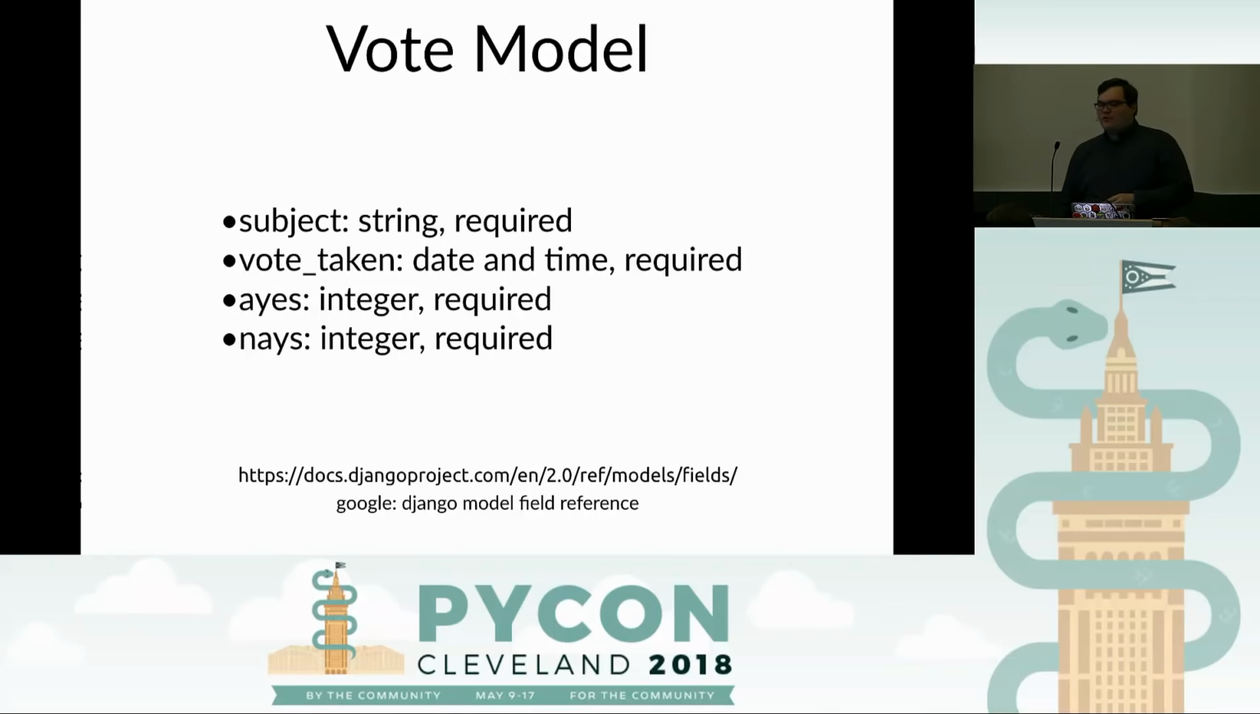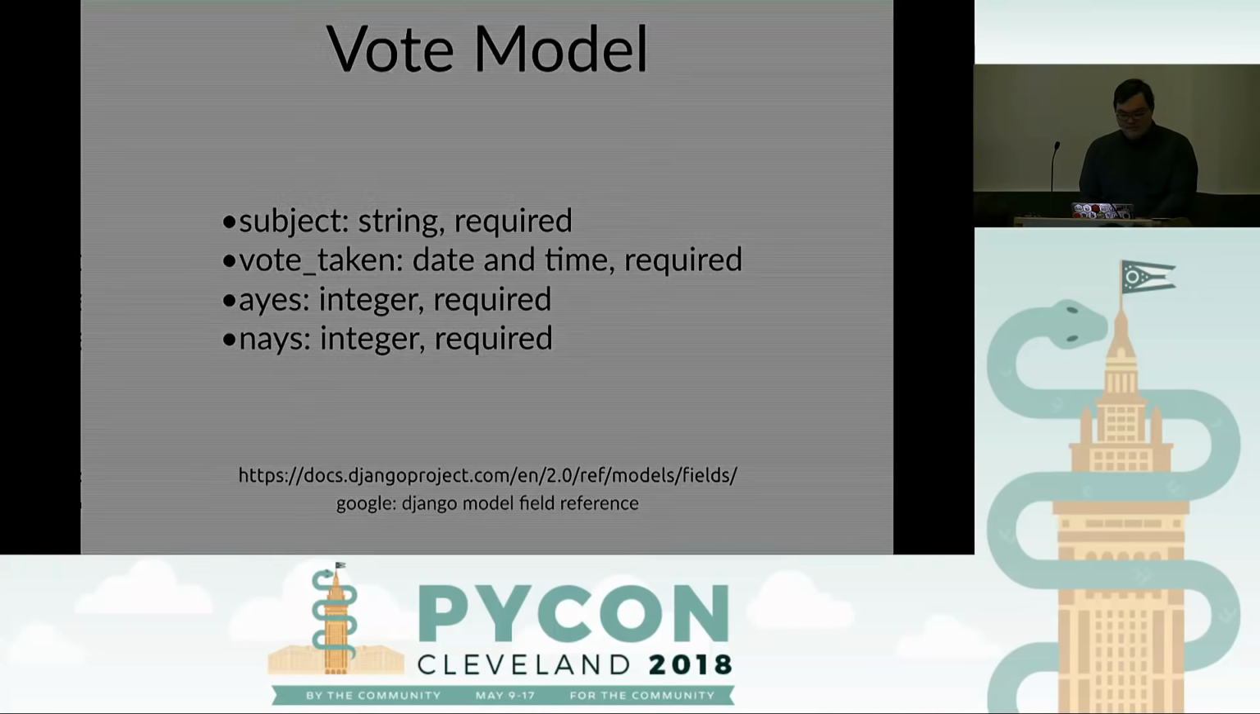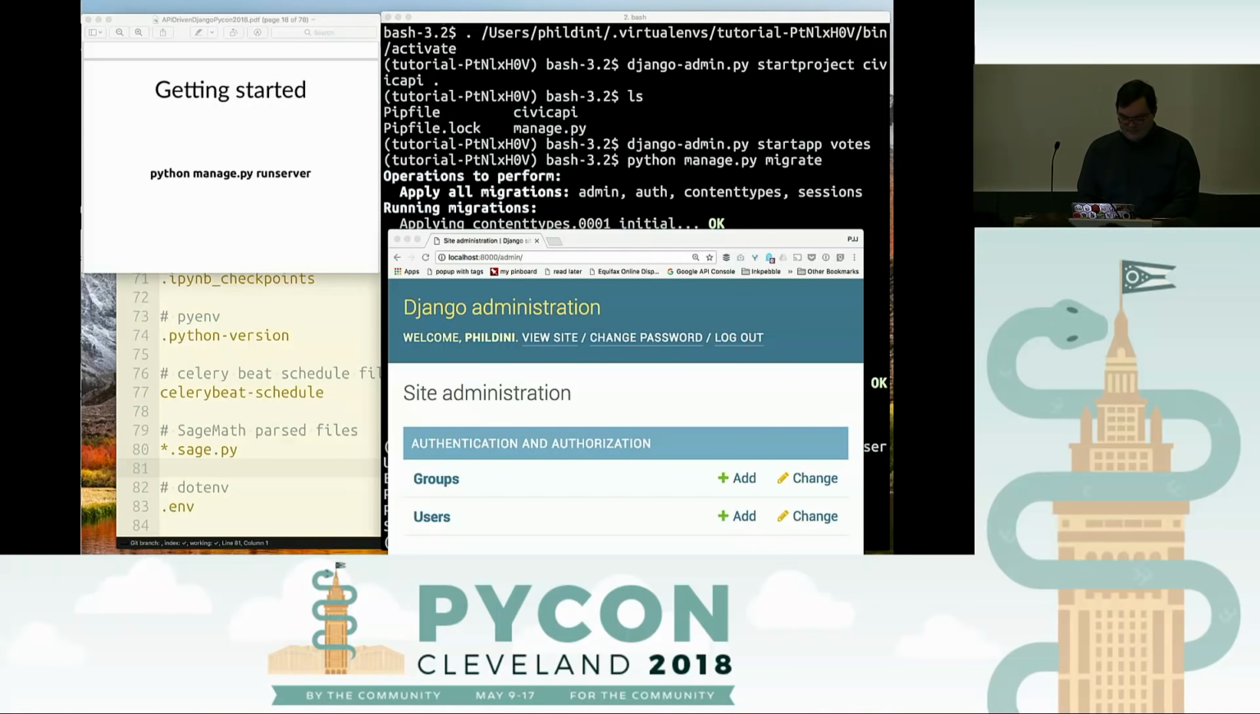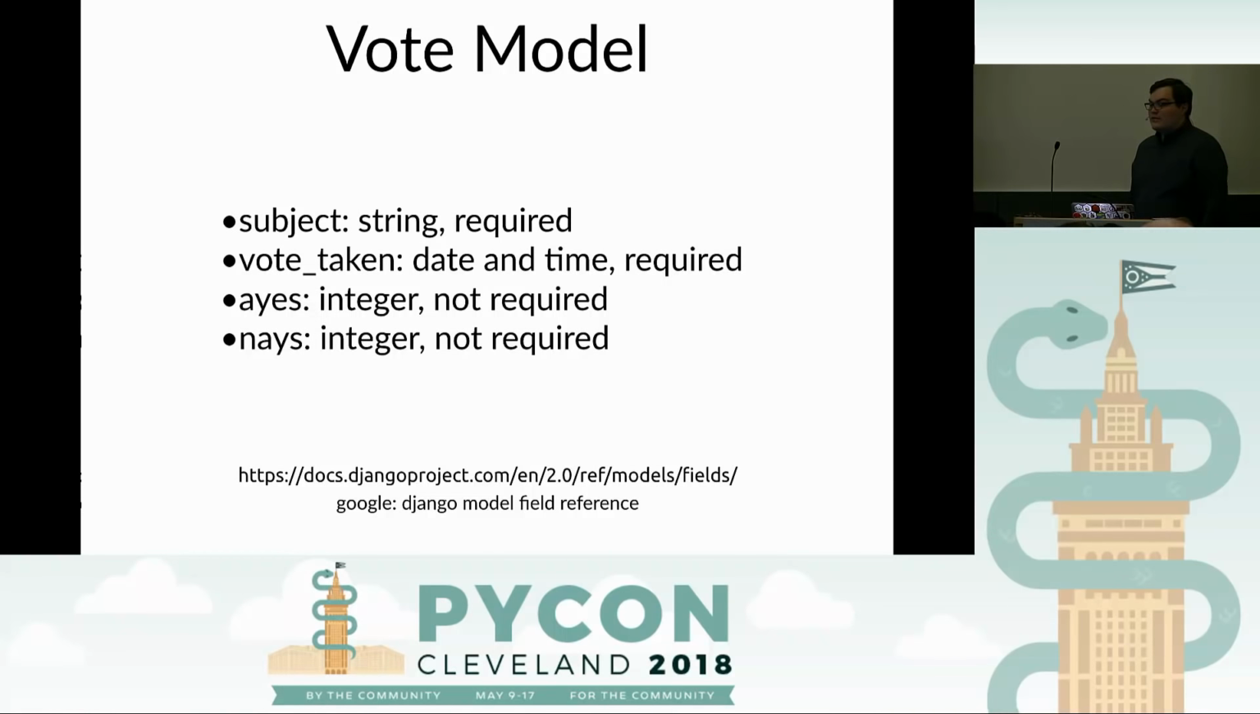Let's talk for a minute about the vote model that we're going to be creating. Like I said, it's pretty straightforward. You're going to have a subject, which is a required string, vote taken, which is a date and time required, eyes, as in yes votes, which is an integer that's required. Sorry, that should be not required. Whoops. One second. So subject is a string that is required. Vote taken is a date and time that is required. Eyes is an integer not required, and nays is an integer not required.